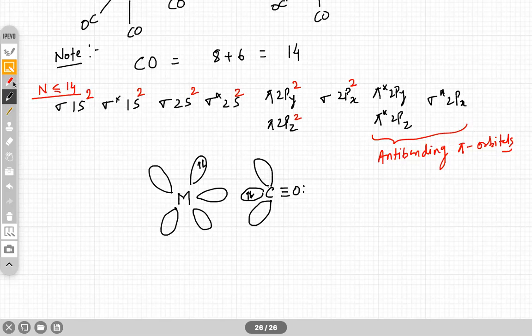Okay. So the sigma bond forms. For that, carbon donates its lone pair of electrons into the vacant orbital of the metal. This forms a sigma bond. And the pi bond forms since it is a pi star antibonding orbital. So from the metal, the d electron donates its pair of electrons into the vacant antibonding pi orbitals of this carbonyl group.